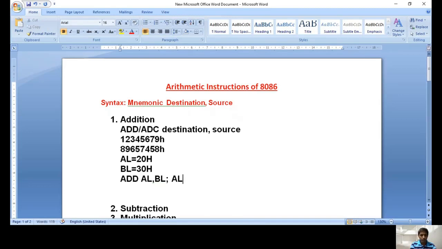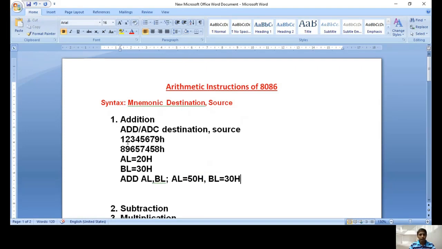So after executing this instruction, AL becomes 50H, whereas BL stays the same: BL is equal to 30H only. So the content of the source is unchanged, whereas the content of the destination changes after the completion of the addition instruction. Before addition, AL is 20H. After addition, AL becomes 50H. Like that, addition occurred. So this is normal addition.